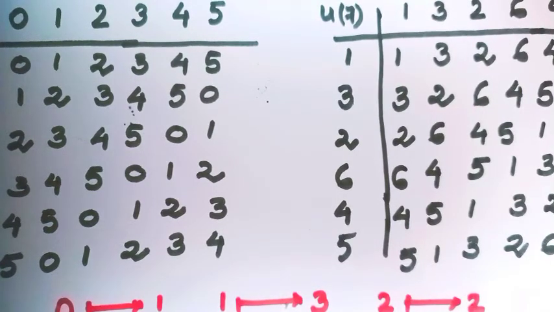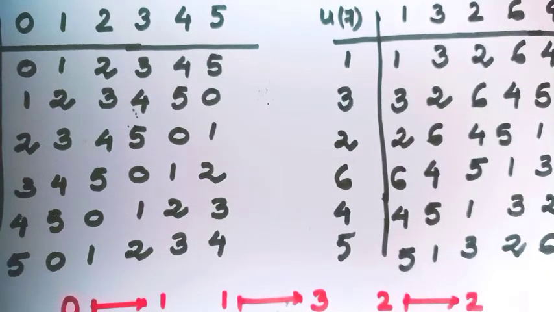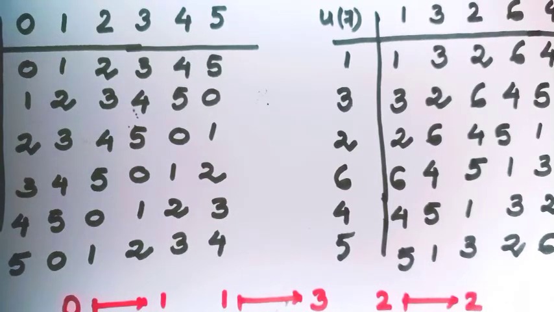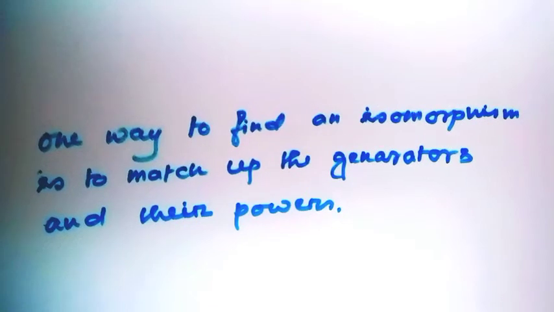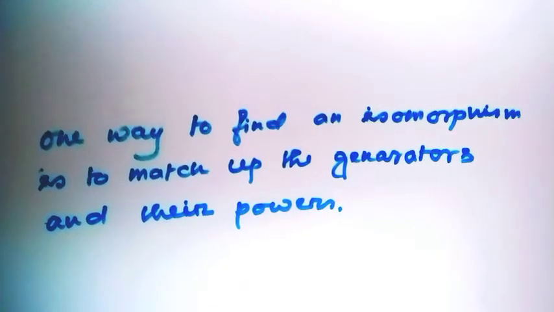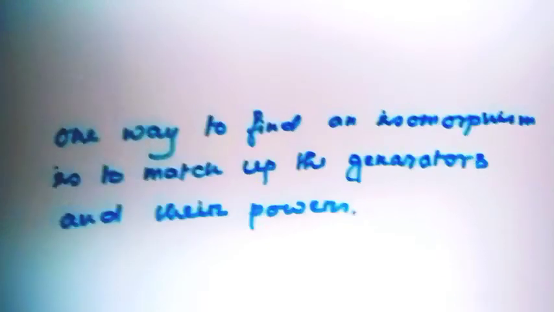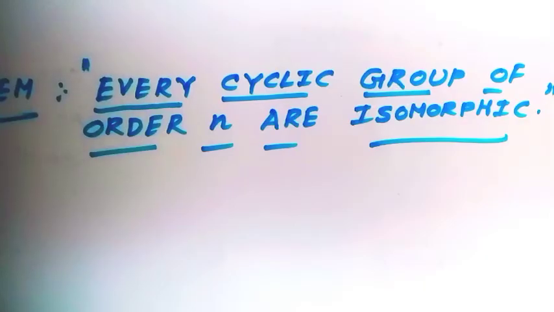If the groups are cyclic, then we can easily create a 1-1 homomorphism by its generator. Okay? So one way to find an isomorphism is to match up generators and their powers. Alright. There is a nice theorem: every cyclic group of order n are isomorphic. Not only order n, it is true for all orders. Every cyclic group of the same order are isomorphic to each other.